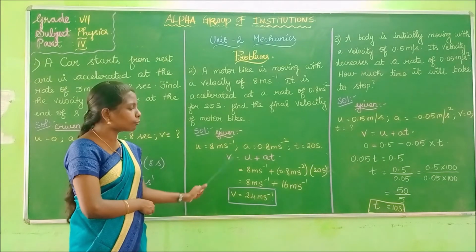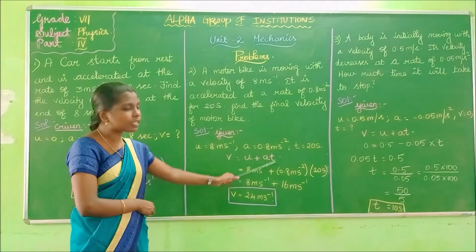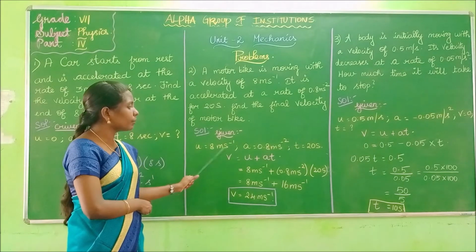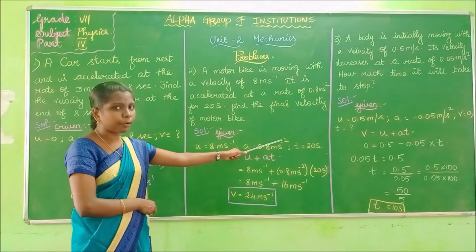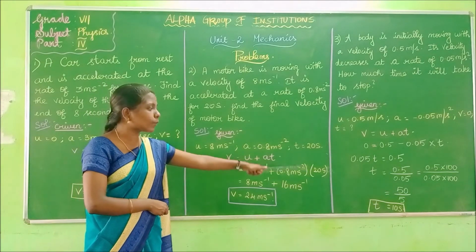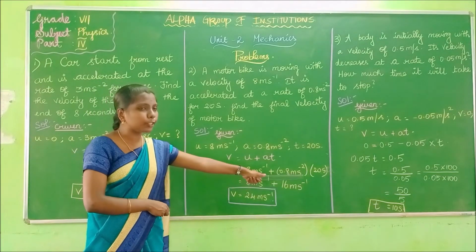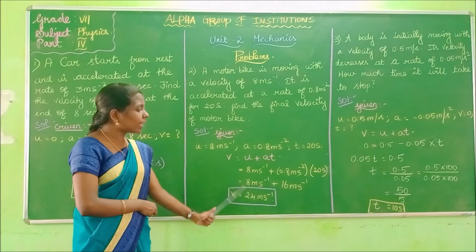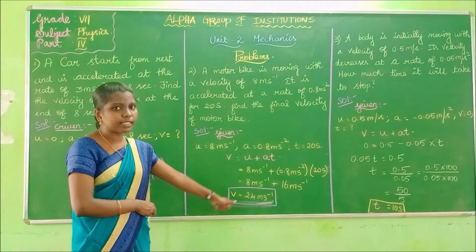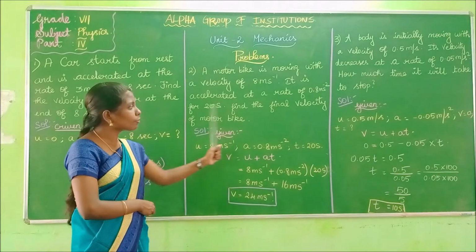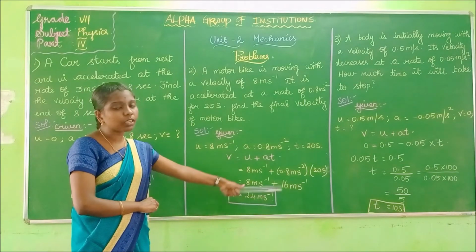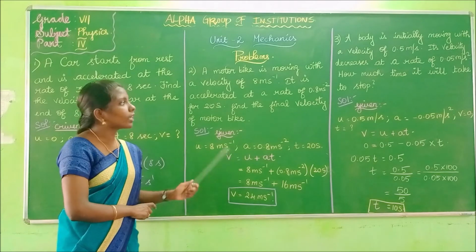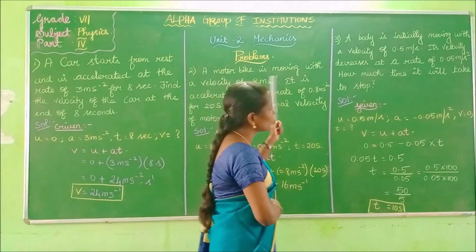The final velocity formula is v is equal to u plus at. u is 8 m/s, a is 0.8 m/s², and t is 20 seconds. 0.8 into 20 is 16. 8 plus 16 is 24 m/s. Hence the final velocity of the motorbike is 24 m/s. Is it clear? Yes. Next, shall we move on to the third problem.